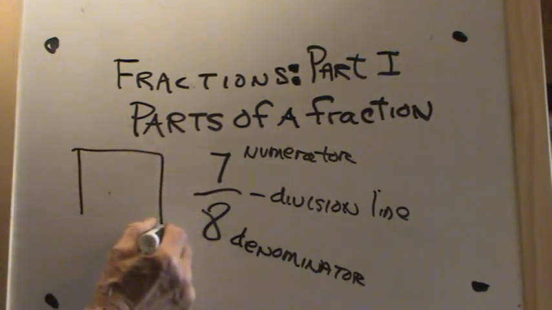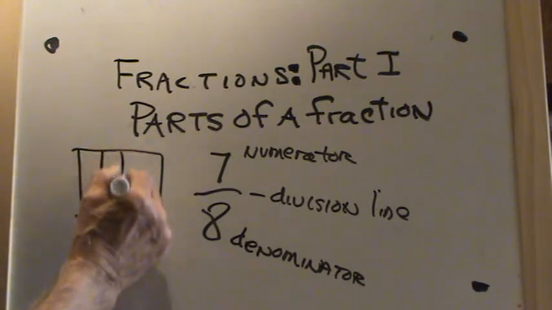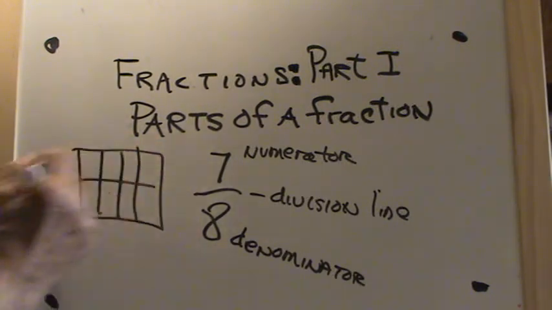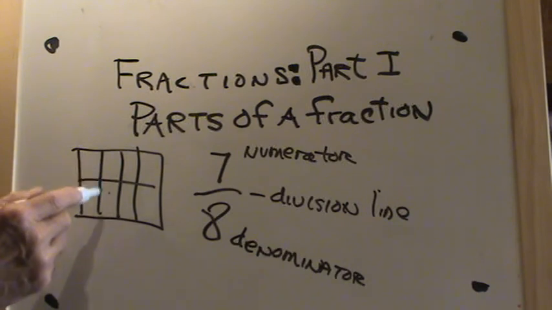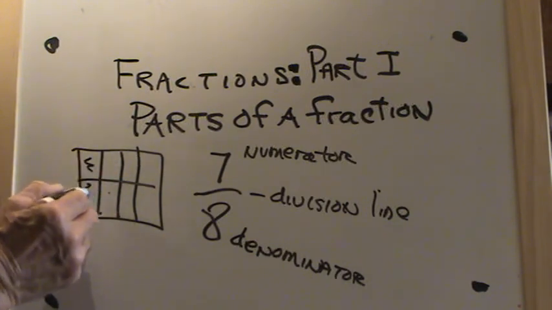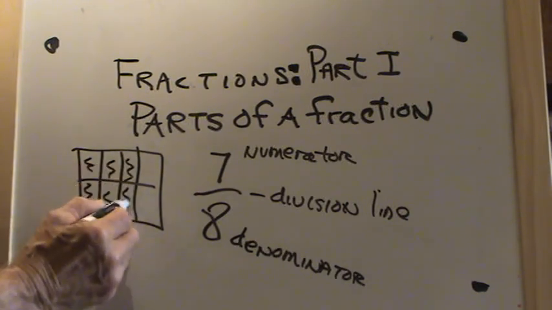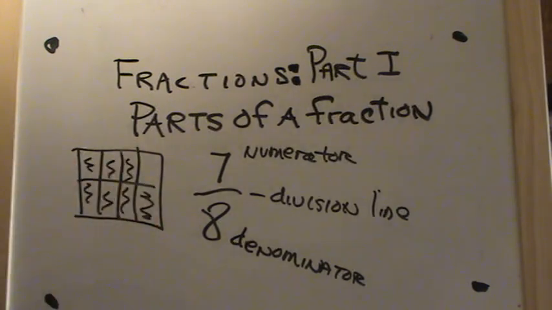If we drew a picture of this fraction, there'd be 8 pieces, 1, 2, 3, 4, 5, 6, 7, 8. And we'd be interested in 7 of them. Well, that's it. That's the parts of a fraction.